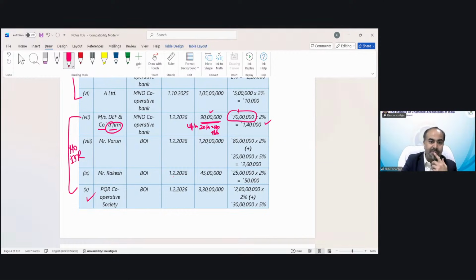Now take an example of PQR Cooperative Society. Again, ITR not filed. The withdrawal is 3 crore 30 lakh. So what will happen? Up to 20 lakh.